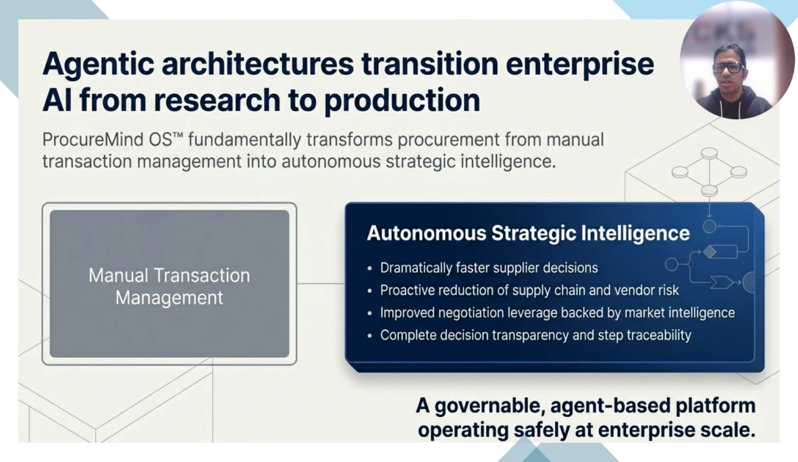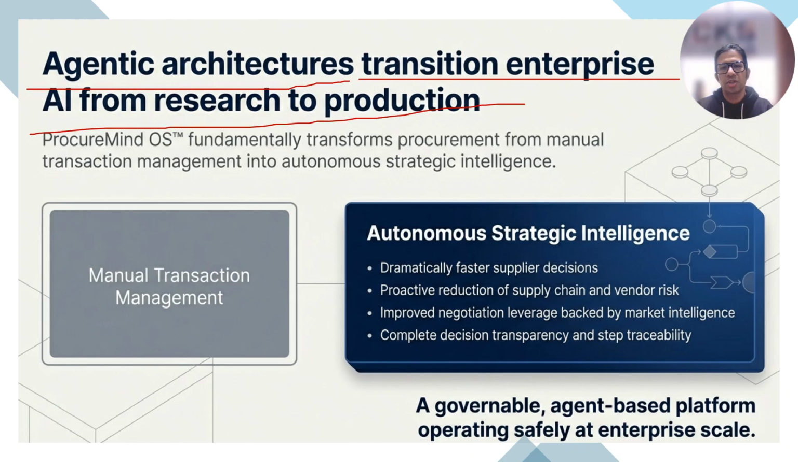Yeah, this is the closing impact slide, the slide that connects all the architecture we discussed to real business value. Agentic architectures transition enterprise AI from research to production. So the headline is powerful. Agentic architecture is what takes enterprise AI from research and pilots into production reality. Because research AI is, look what I can generate. Production AI is, look what I can run safely inside ERP, policy, approvals, and audit.